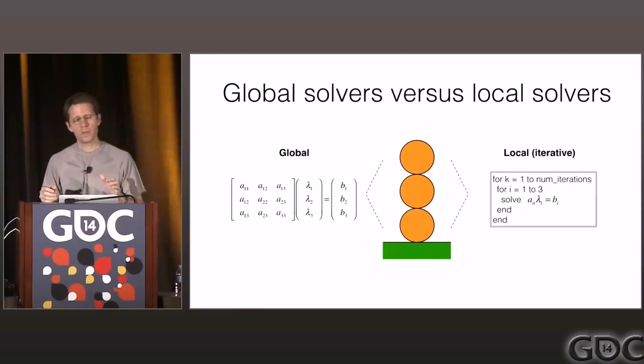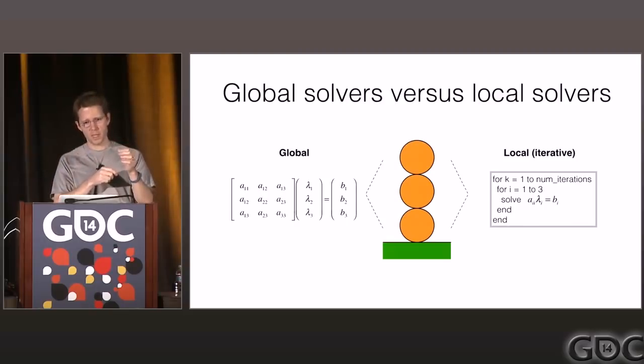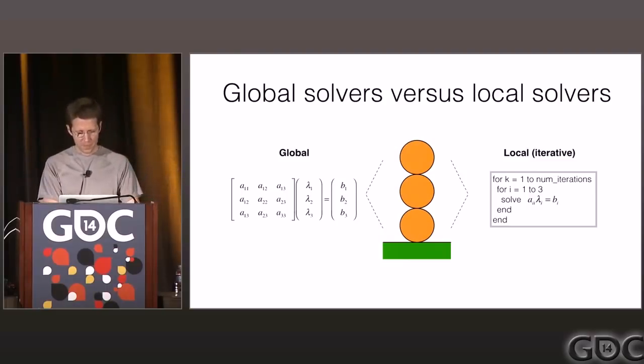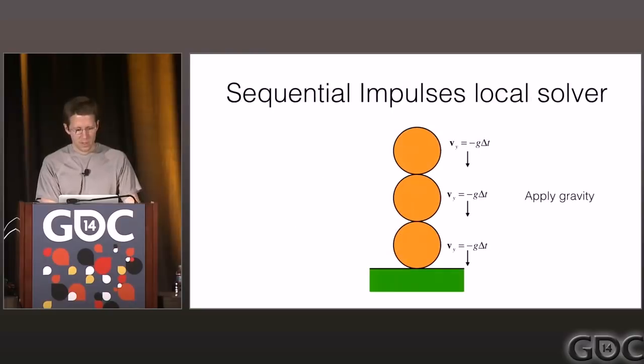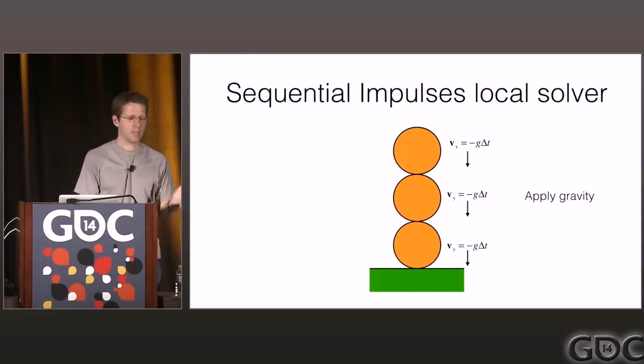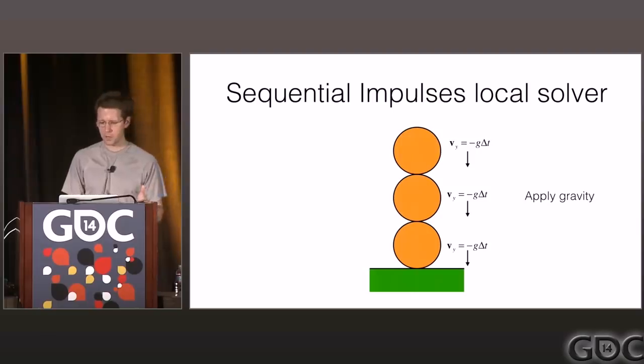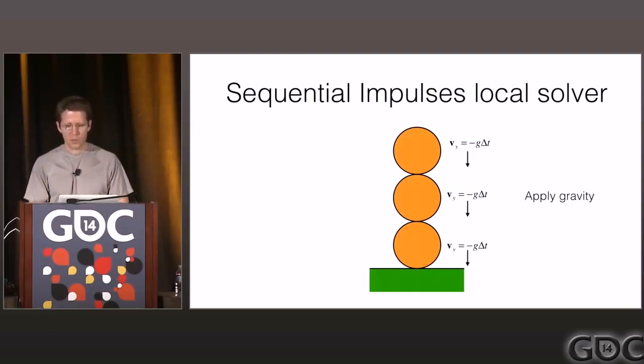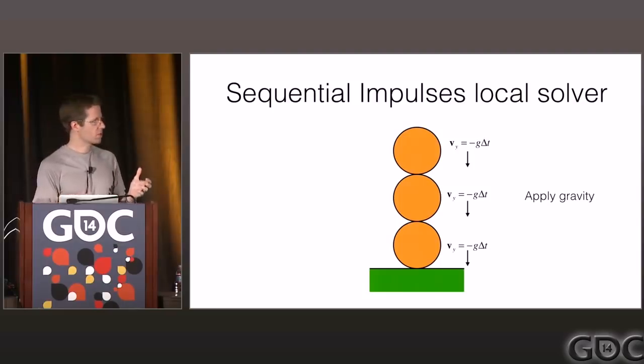So therefore, physics programmers often make do with linear time solvers that are local solvers. What we do is go through and solve one constraint at a time, and then iterate and do that over and over, hoping that the whole thing will converge. Sequential impulses is a kind of local solver that I'm going to be talking about. So I'm going to show you an example of how sequential impulses work.